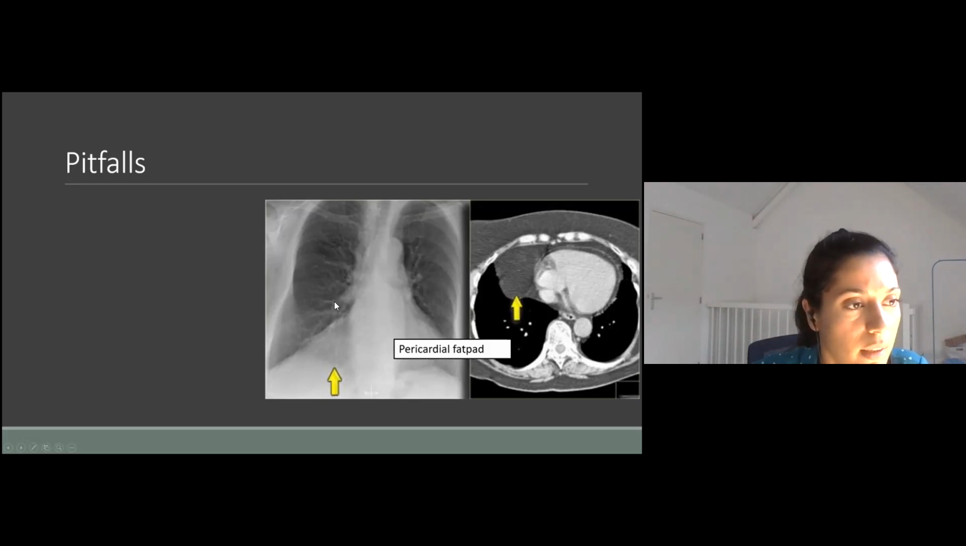So this could be really difficult, but if you have previous chest X-rays, or if you have a CT scan of the same patient, it might help a lot.